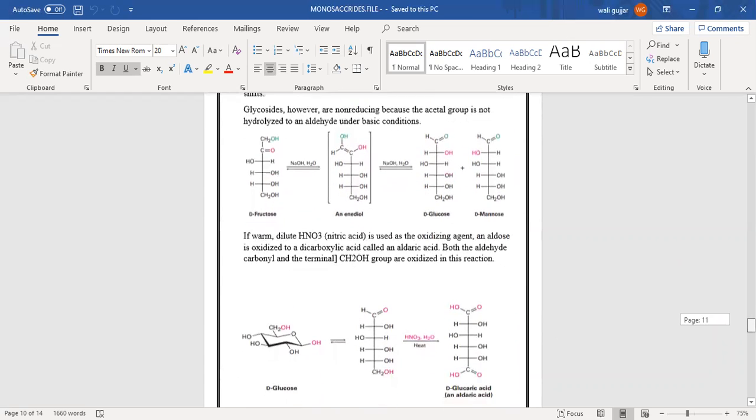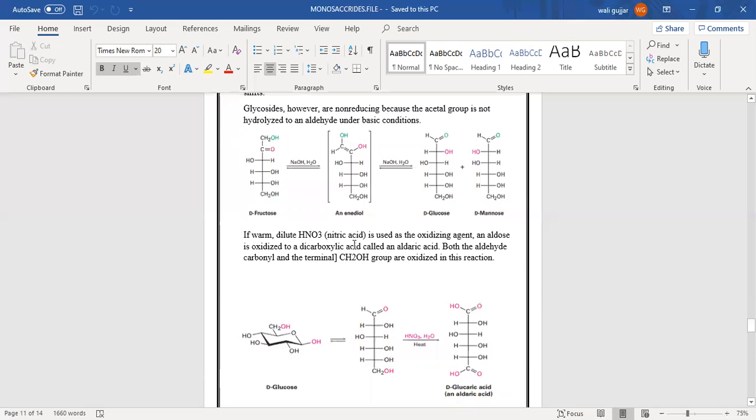And if warm dilute nitric acid is used as the oxidizing agent, an aldose is oxidized to a dicarboxylic acid called an aldaric acid, like in this reaction, this process takes place. D-glucose reacts in the presence of heat with nitric acid and water and forms an aldaric acid.